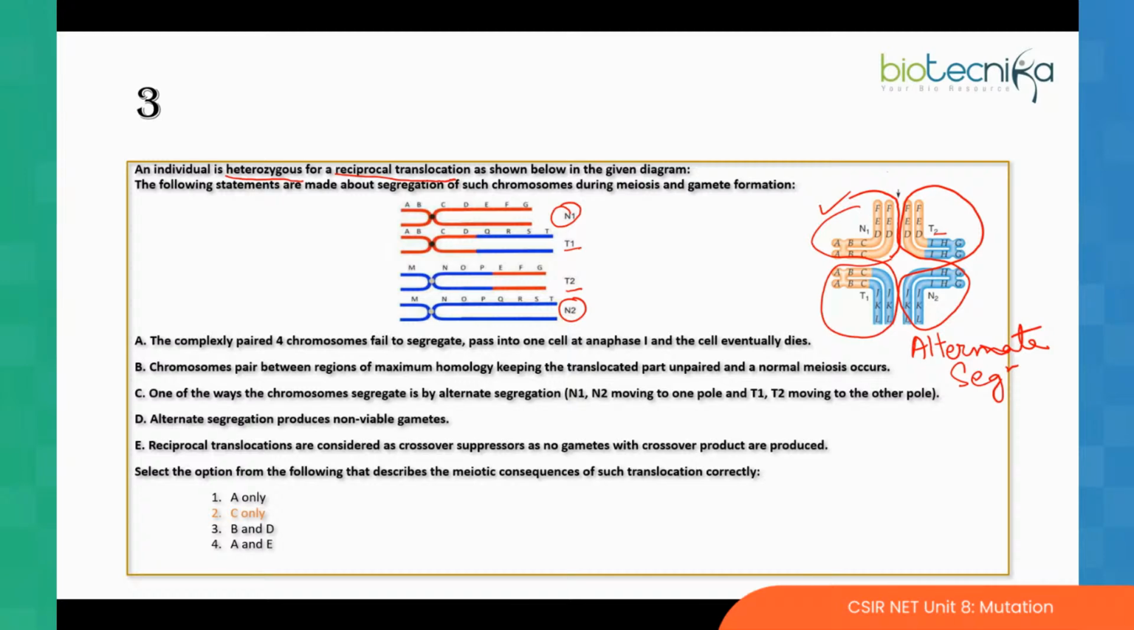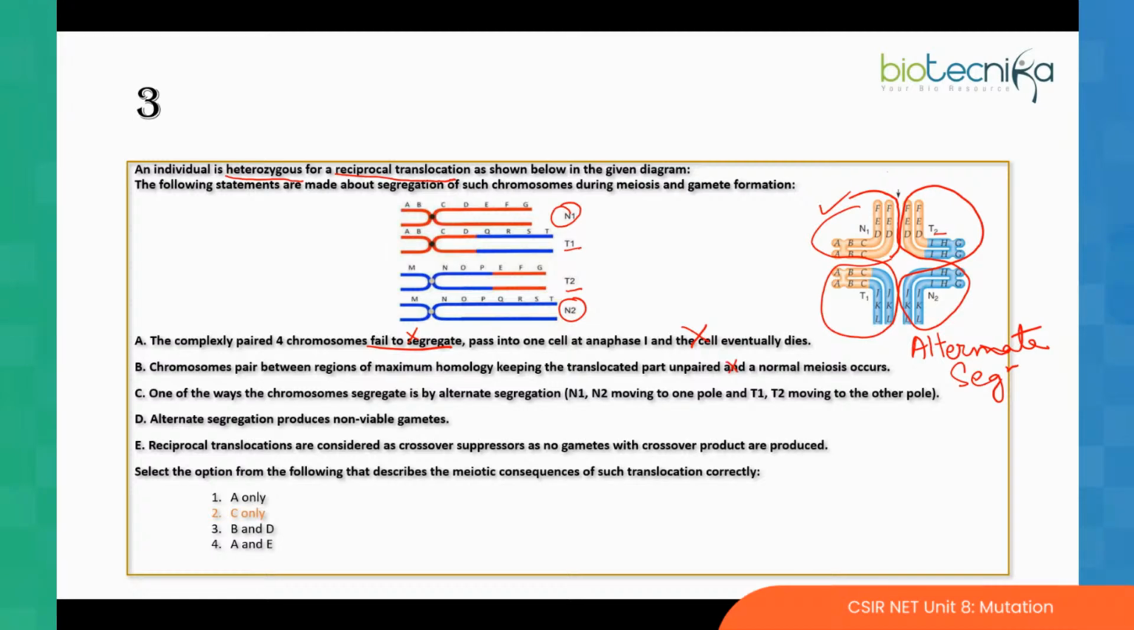Statement A: Complexly paired four chromosomes fail to segregate, pass into one cell at anaphase 1, and the cells eventually die. This is incorrect because they have a way of segregation. Fail to segregate is incorrect. Statement B: Chromosomes pair between regions of maximum homology, keeping the translocated part unpaired, and a normal meiosis occurs. No, the translocated part also pairs, but not with the normal chromosome, but with the chromosome with which it shares the translocated part. So this is also incorrect.